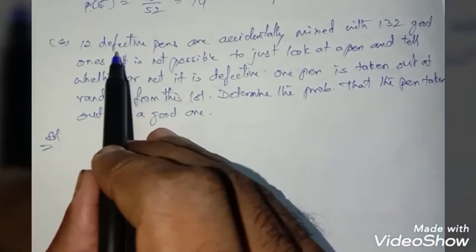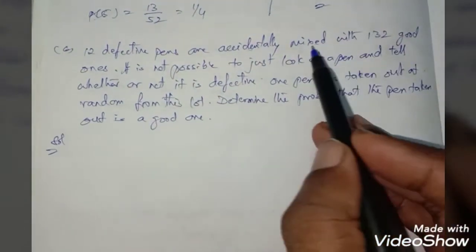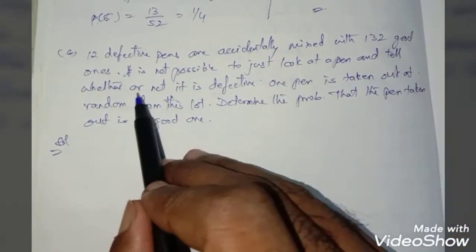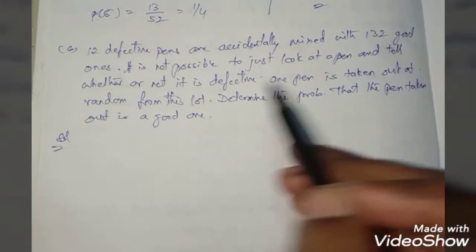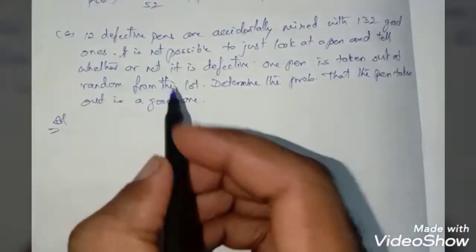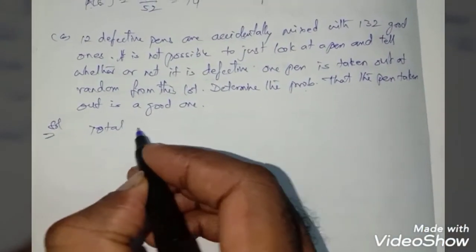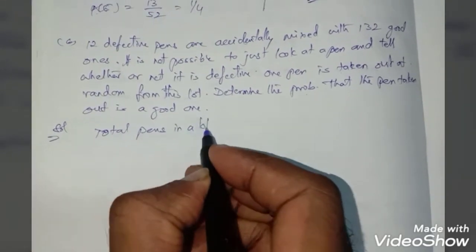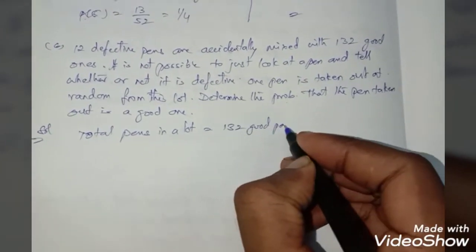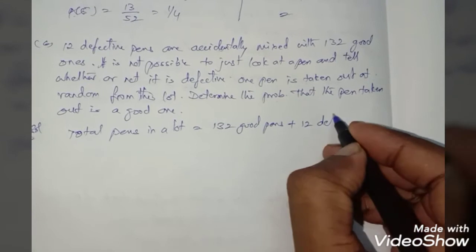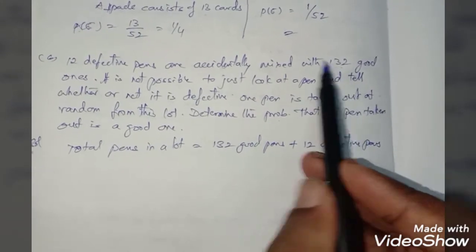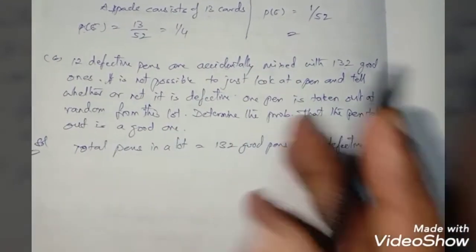Okay, so in the next question they have given that 12 defective pens are accidentally mixed with 132 good ones. It is not possible to just look at a pen and tell whether or not it is defective. One pen is taken out at random from the lot. Determine the probability that the pen taken out is a good one, right? Now here the total pens in the lot is 132 good pens plus 12 defective pens, right? So this is given. Already 132 good ones and 12 defective are given. Both are accidentally mixed together.